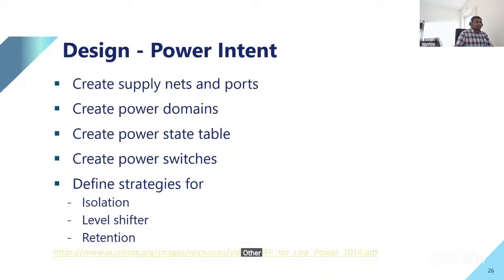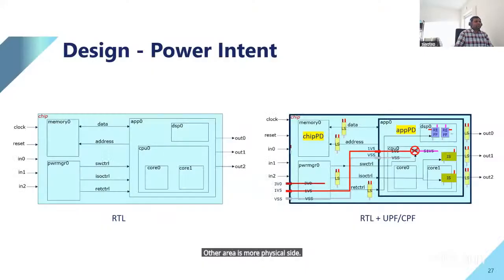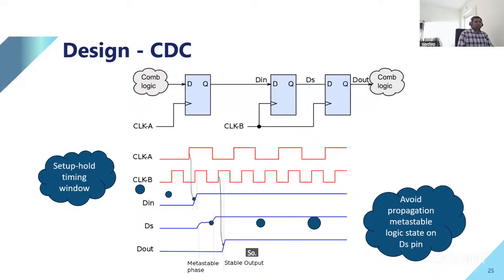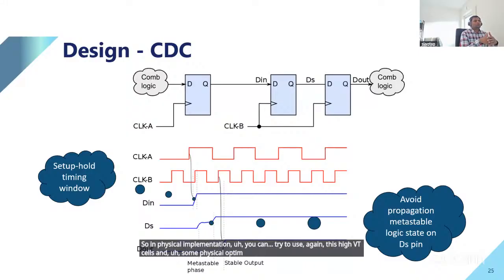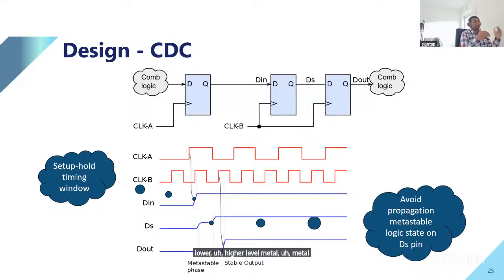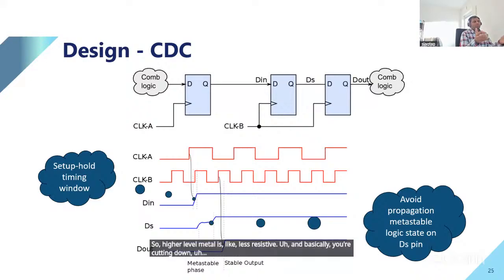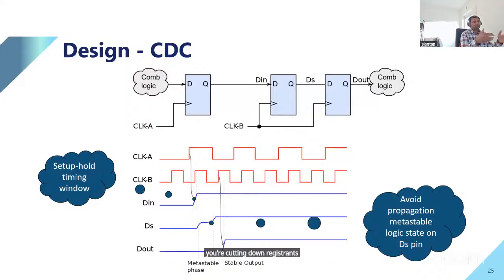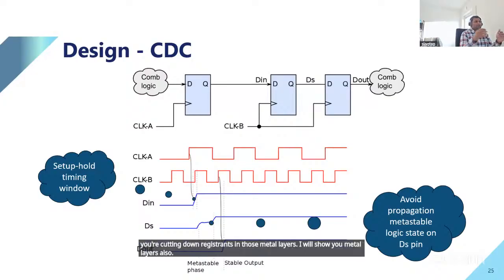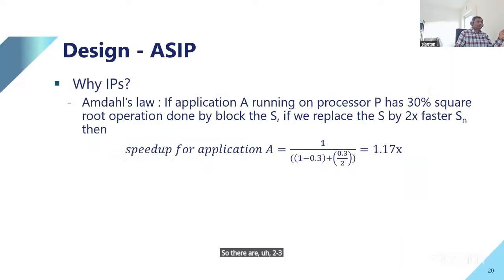The other area is more on the physical side, physical implementation. In physical implementation, you can again use high VT cells and some physical optimizations where you will try to use higher level metal. Higher level metal is less resistive, and basically you're cutting down power in the nets because you're cutting down resistance in those metal layers. I will show you metal layers also.